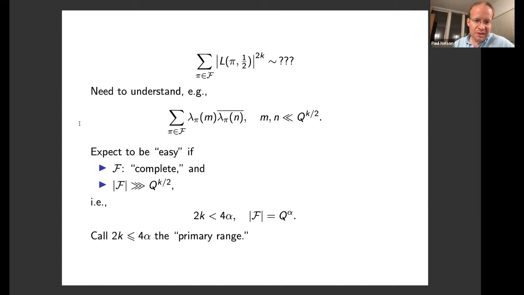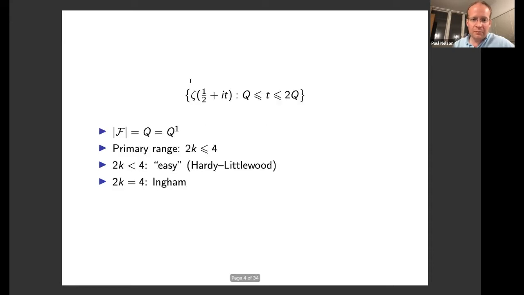So the simplest example would be if we take our family to be the one relevant for studying moments of the zeta function, say in a dyadic window. So here the family size in some sense is something like Q, and the conductors are, again, all about size Q. So the ratio between the conductor and the family size is 1, this exponent here, which tells you that the primary range is when the exponent in the moment goes up to 4.